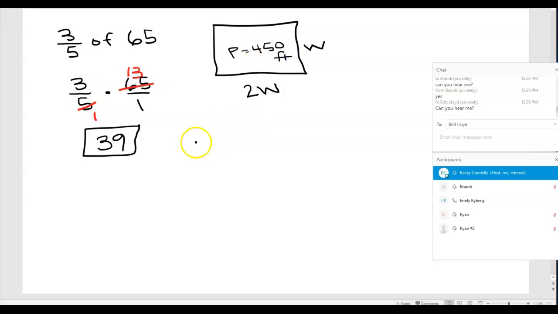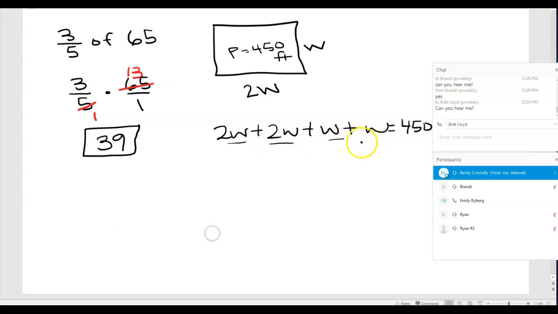All right, so how do we find the perimeter of any shape? Yeah, so if I have 2W plus 2W plus W plus W, right, and then that's going to equal 450. So when I combine all of these together, I'm going to have 6W equals 450, and then divide by 6.